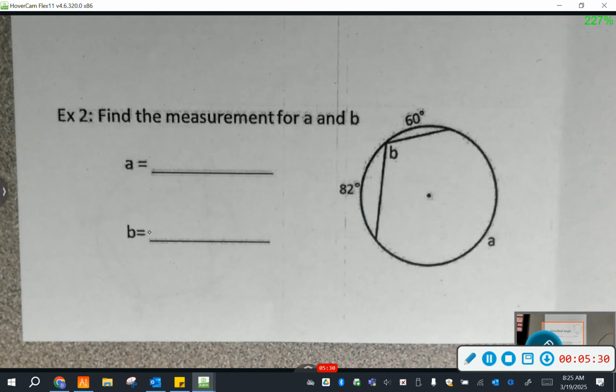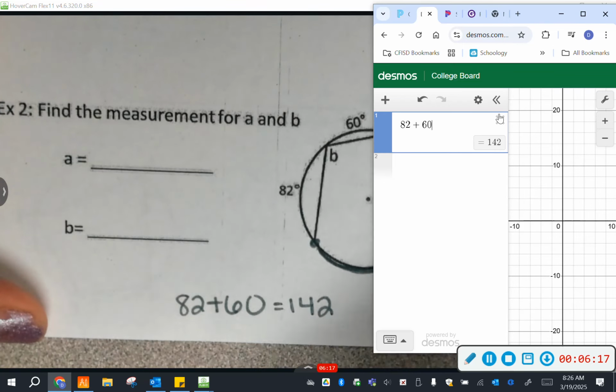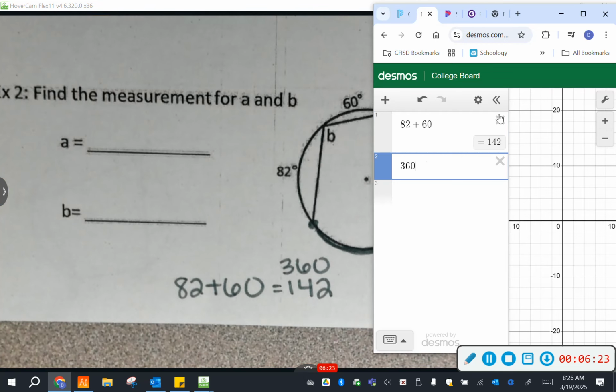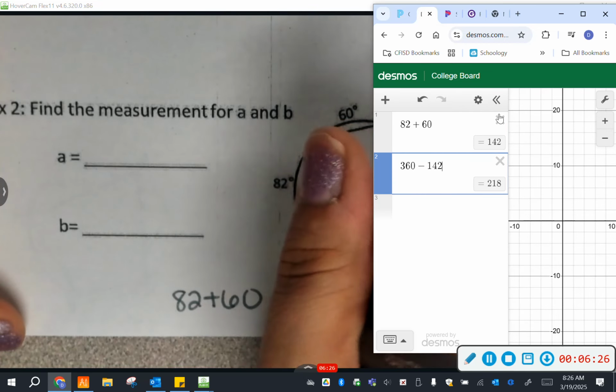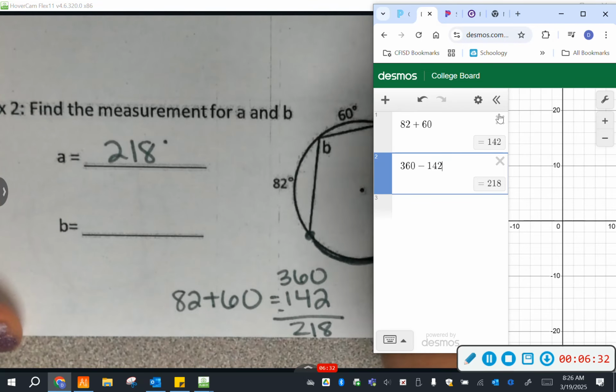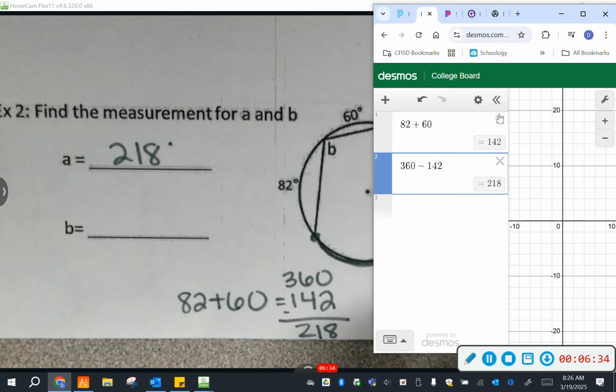I don't know anything about this right here, but what do I know about a whole circle? It's 360. So I can add these two together to figure out the rest. So I'm going to do 82 plus 60, and that gives me 142. And then what did y'all say I was going to do? Subtract from 360. What is 360 minus 142? It is 218 degrees.